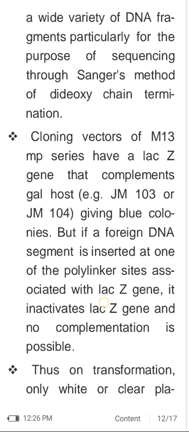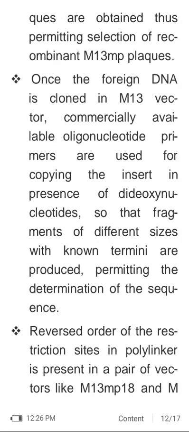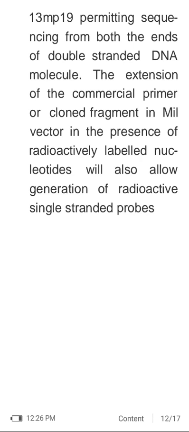Thus, on transformation, only white or clear plaques are obtained, thus permitting selection of recombinant M13mp plaques. Once the foreign DNA is cloned in M13 vectors, commercially available oligonucleotide primers are used for copying the insert in presence of dideoxynucleotides so that fragments of different sizes with non-terminal ends are produced, permitting the determination of the sequence. The reversed order of the restriction sites in the polylinker is present in a pair of vectors like M13mp18 and M13mp19, permitting sequencing from both the ends of a double-stranded DNA molecule.